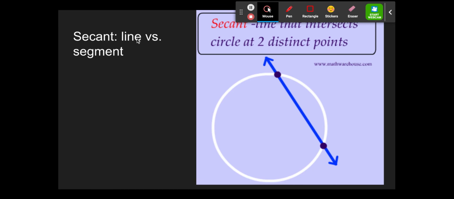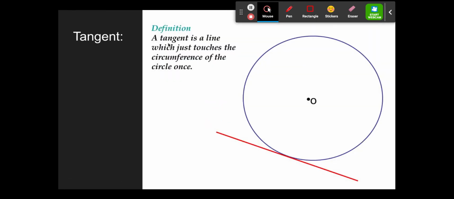A secant is just like a chord, except that it's a line as opposed to a segment. I don't want to say that secants aren't that important, but frankly, they're not that important. We just don't talk about them nearly as much as we talk about chords, or the next thing that we'll talk about, which is tangent lines.